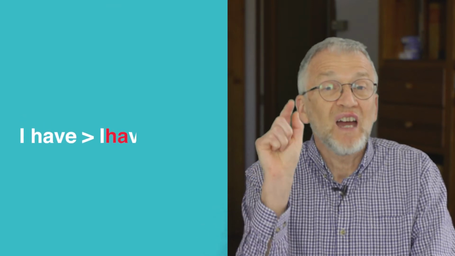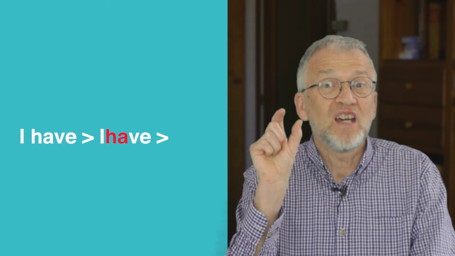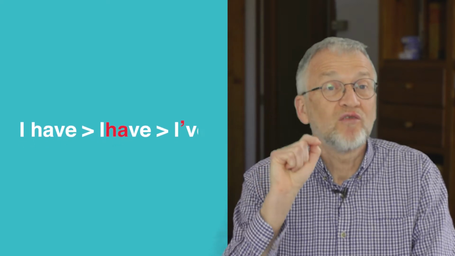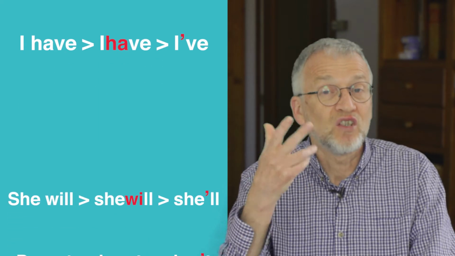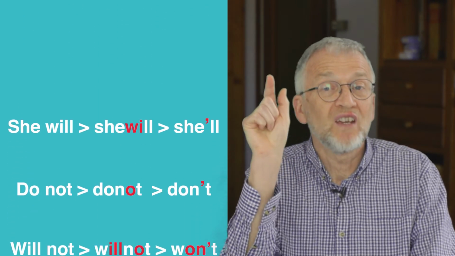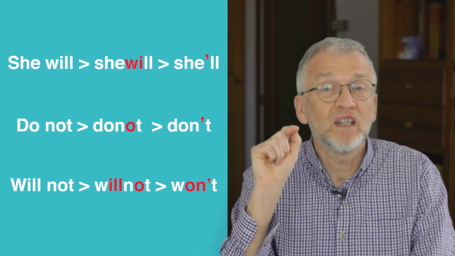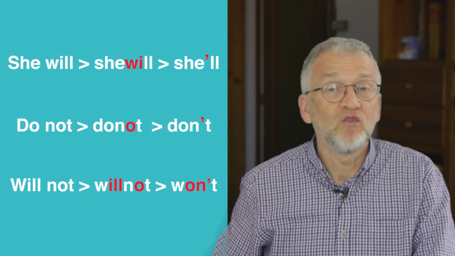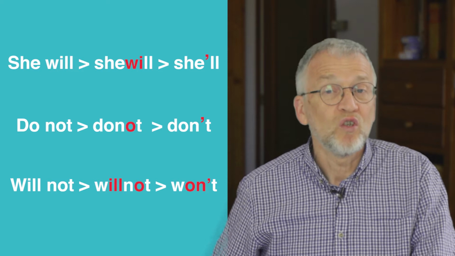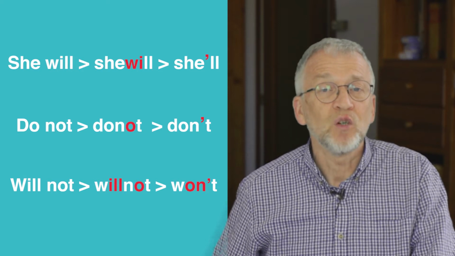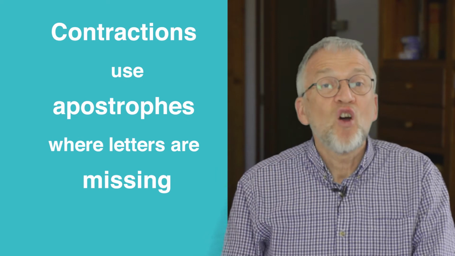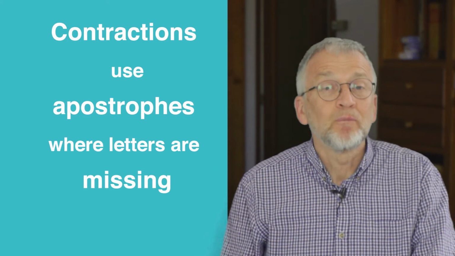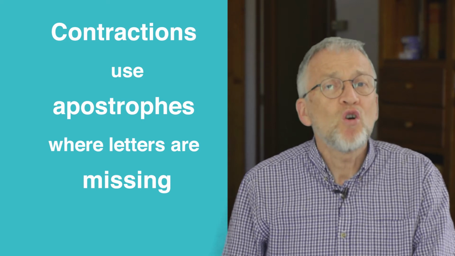So I have, we put I and have together, and we eliminate the H and the A, and we put an apostrophe in this position. So I have, I've. The same with she and will together, eliminate the W and I, and we put an apostrophe, yeah? And do not, don't, will not, won't. Okay, so the contractions use apostrophes where a letter or letters are missing. Okay, so more coming up now.